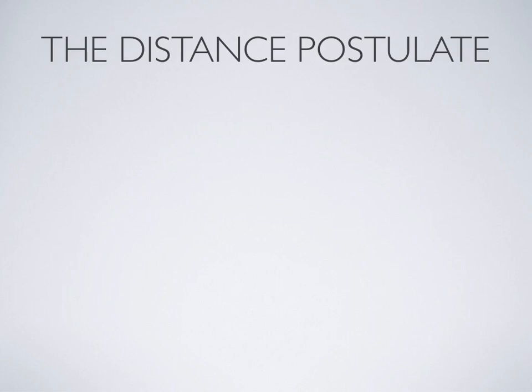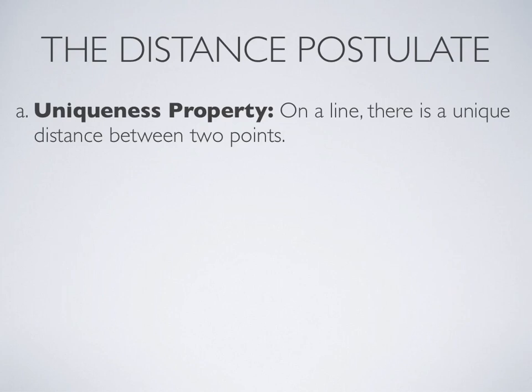So the first one of these big postulates is called the distance postulate, and it has a couple of different parts. First, the uniqueness property, and the uniqueness property says that there is a unique distance between 2 points, meaning if I draw 2 points, so a point here and a point here, there's only one way to measure the distance between those 2 points, and it would be on a straight path, that there is only one possible distance you could get here, okay?